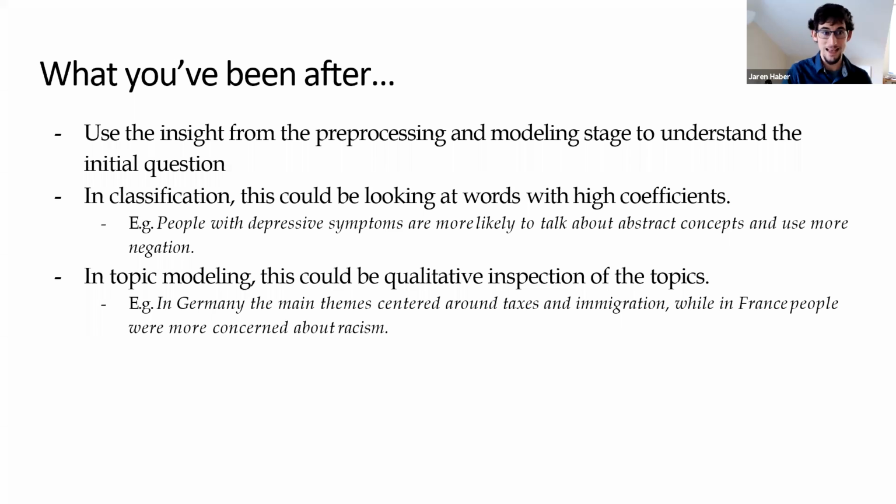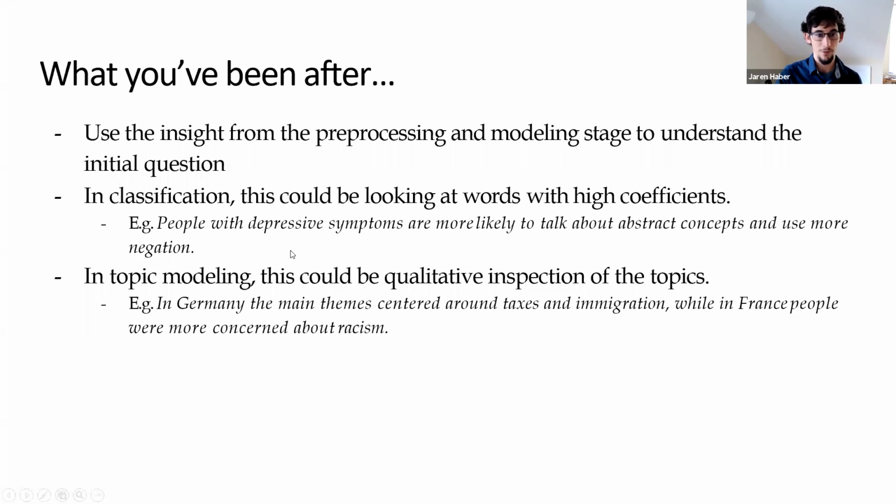All right, so the last thing in this process is interpretation. So using the insights that you've gained to try to understand your question, try to answer your question. In classification, for instance, this could mean looking at words with high coefficients. Those are very important for determining whether a text falls in category A or B. So an example: people with depressive symptoms are more likely to talk about abstract concepts and use more negation. So depressive symptoms here is the characteristic of the text, something you can identify in the text, a feature, if you will.